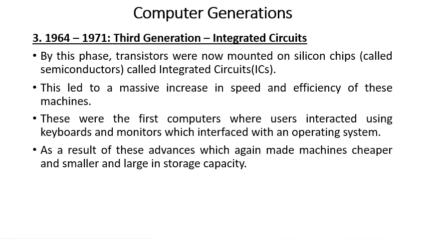So these are the computers which a normal user can operate, because now these computers use an operating system, a keyboard as an input device, and a monitor as an output device. So these are the computers which can be used by general users also. As a result of these advances, machines became cheaper, smaller, and larger in storage capacity. So they are small in size, less expensive, and can store a large amount of data.